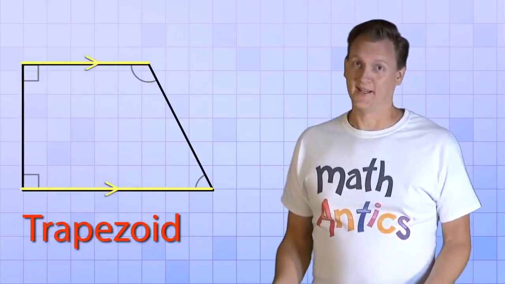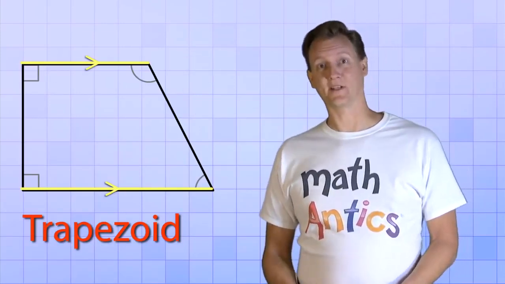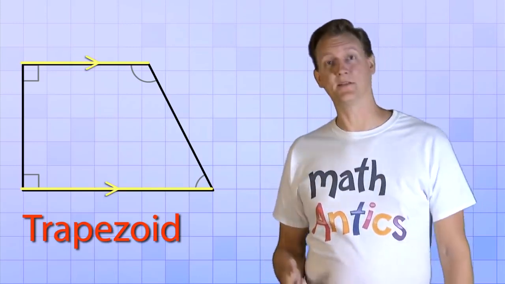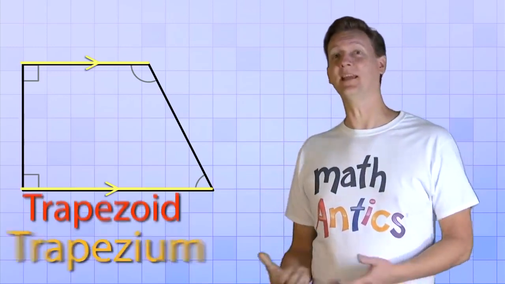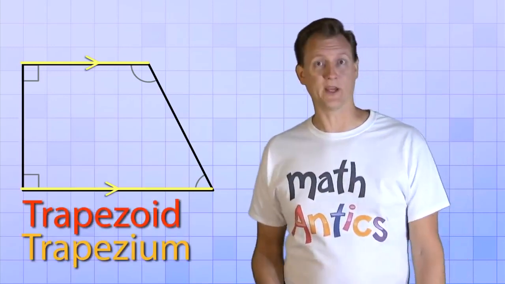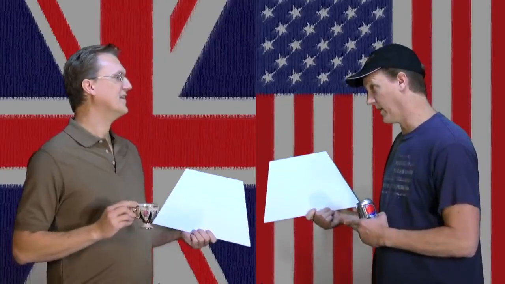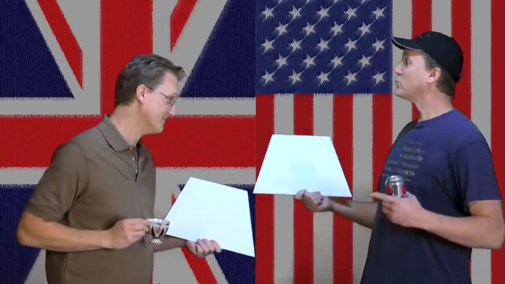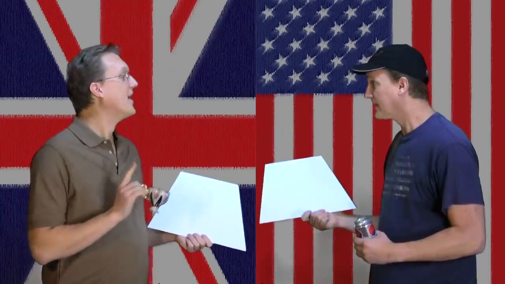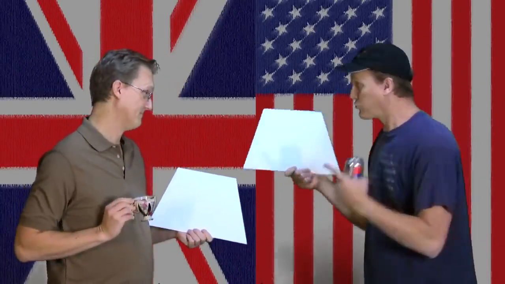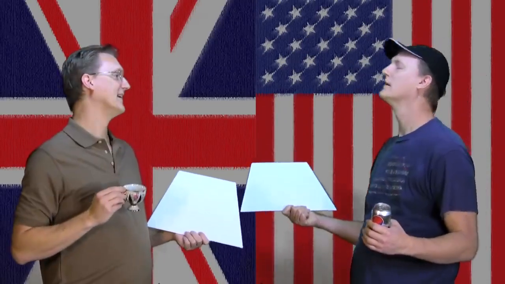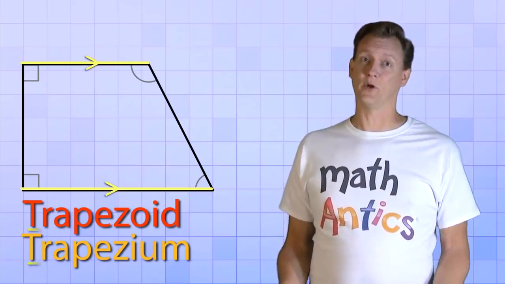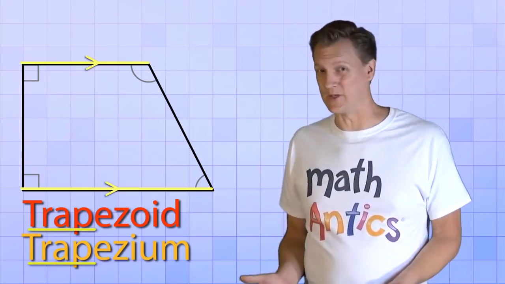Well, actually, this is where classifying quadrilaterals gets a little messy. And that's because this sort of shape is called a trapezoid in America, but it's called a trapezium in other countries, like the UK. Trapezoid. Trapezium. Trapezoid. Trapezium. At least they both start with the word trap, so it's not too confusing.